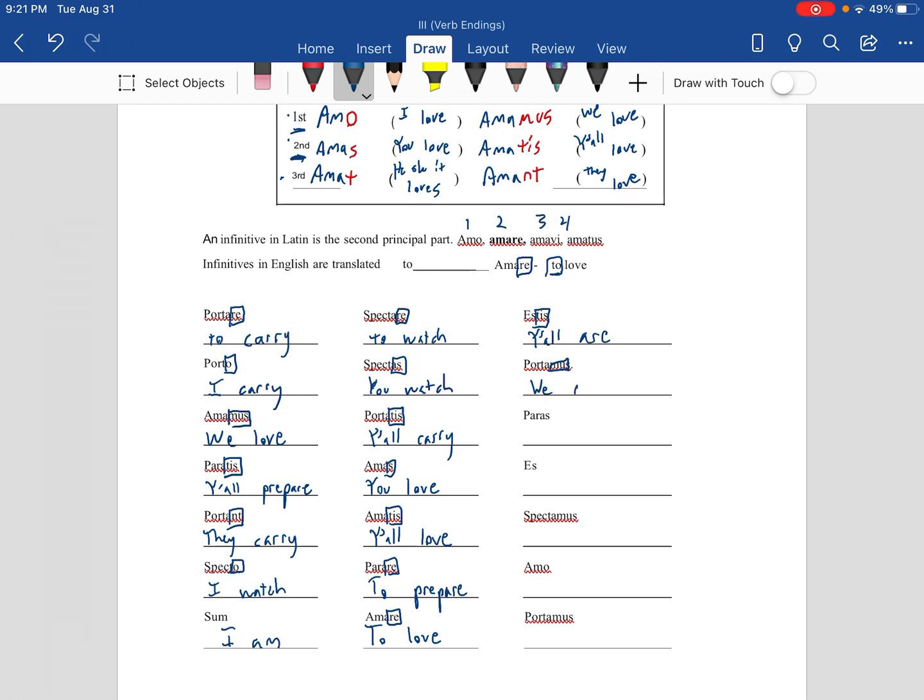Alright, portamus, we carry. Paras, you got the S there, you prepare. Alright, another irregular, es, you are. Won't be fooled this time, you are. Mus is we watch. Amo is I love. Mus is we carry.